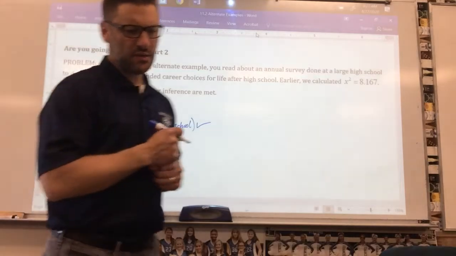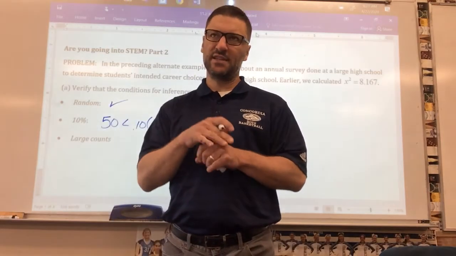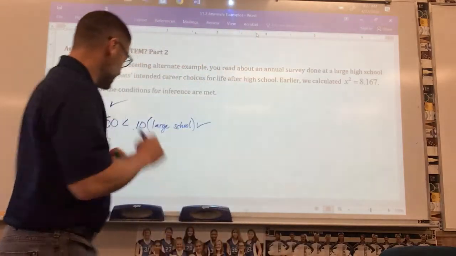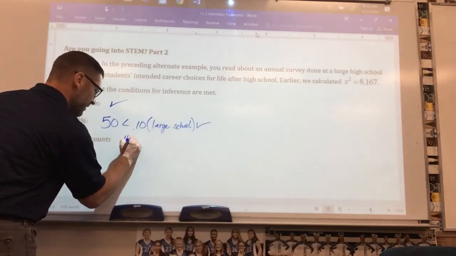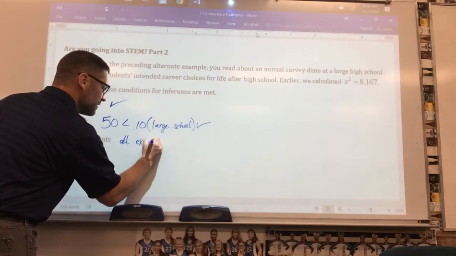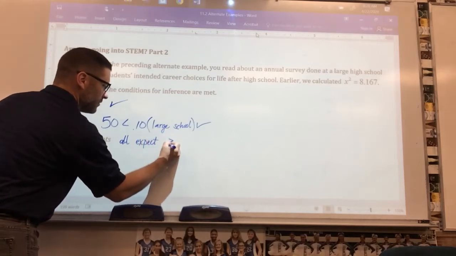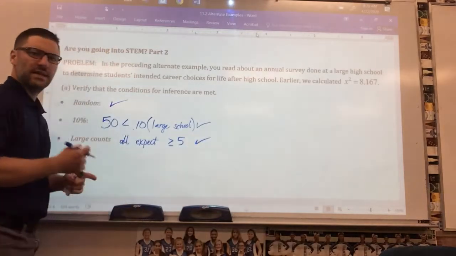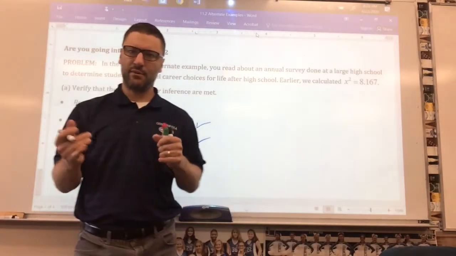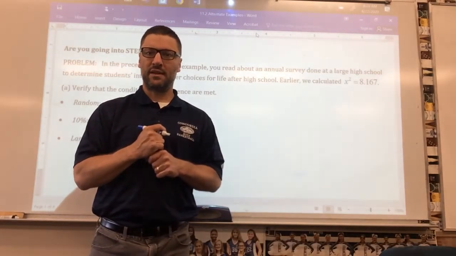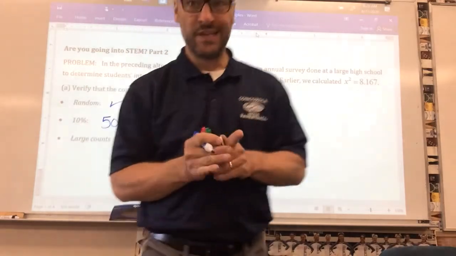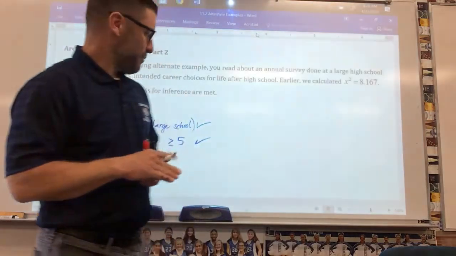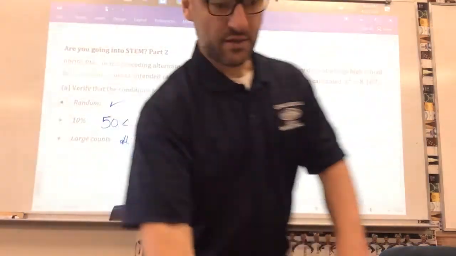And now the large counts. And this large counts condition is a little bit different for the chi-squared test statistic. Our large counts is all expected have to be greater than or equal to 5. And that one checks out. You can look at your expected counts table. That's the table that you filled out. Expected counts table, everything is greater than 5. And we're already done with the first page. All right, part B on the next page.